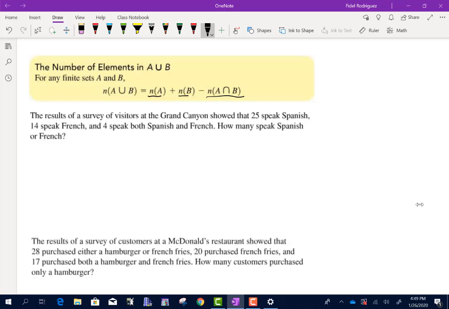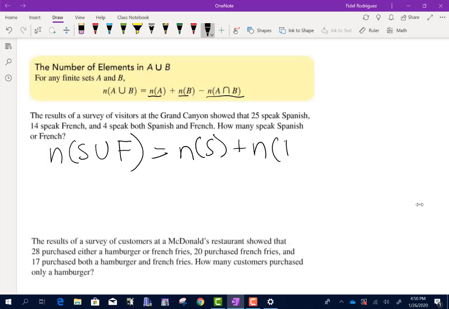It says the results of a survey of visitors at the Grand Canyon showed that 25 speak Spanish, 14 speak French, and 4 speak both Spanish and French. The question says, how many speak Spanish or French? All I'm doing is replacing the A and the B with the S and the F for Spanish and French. We take the number that speak Spanish plus the number that speak French, and subtract off the ones that speak both.